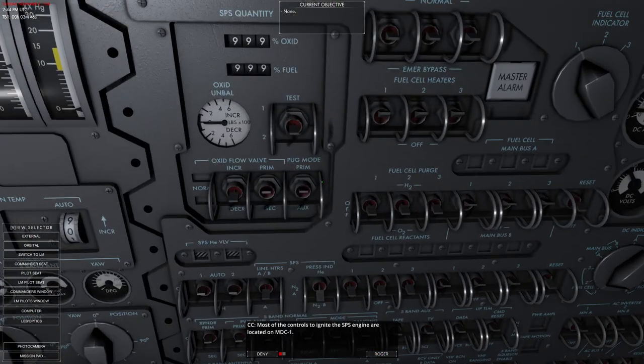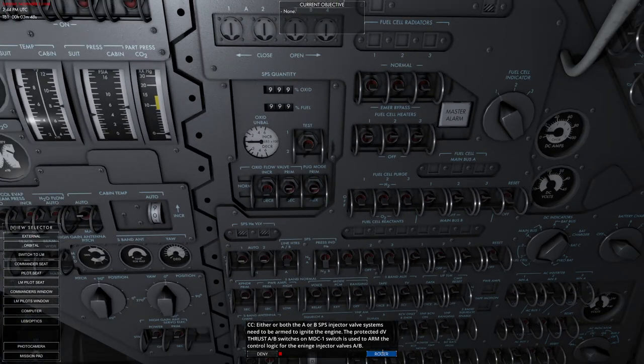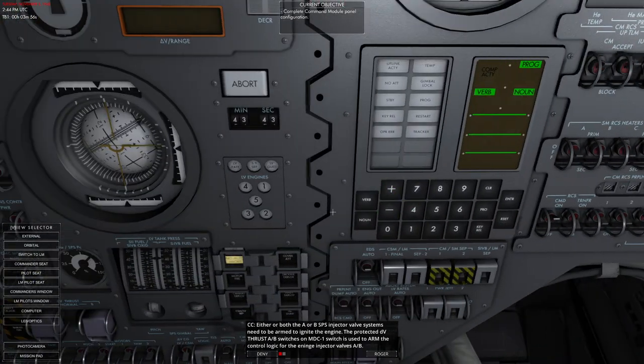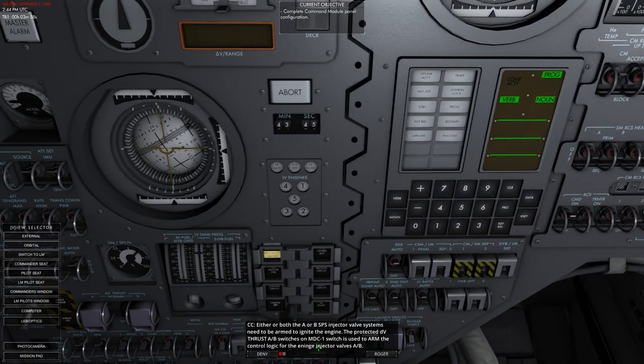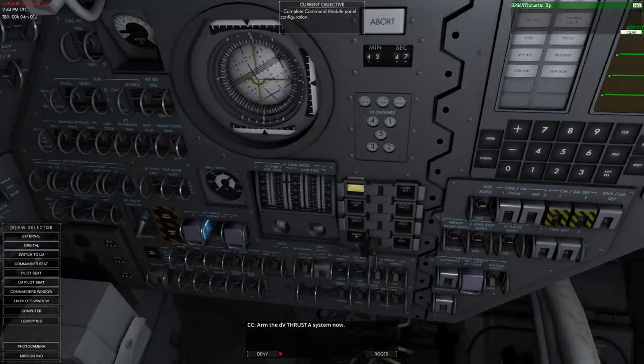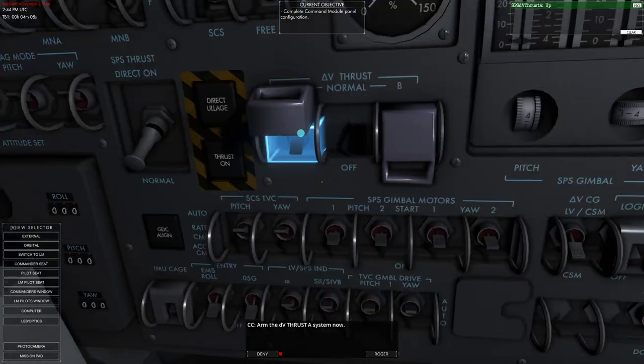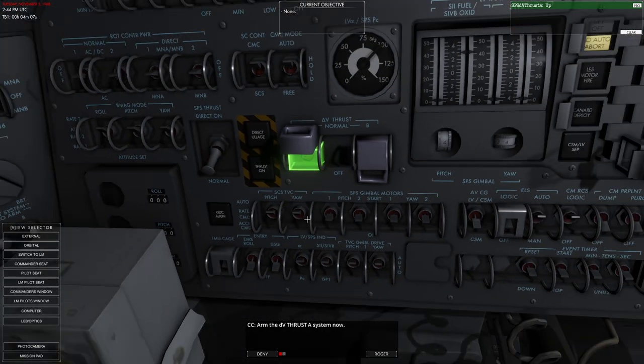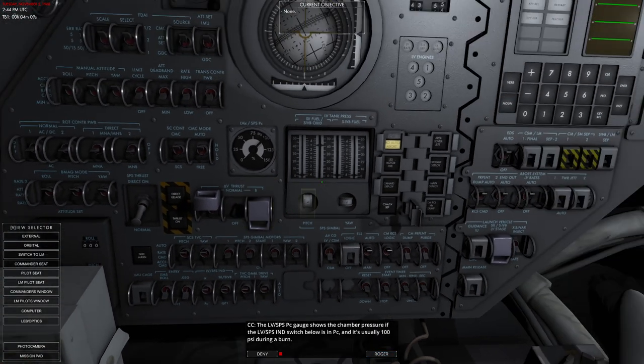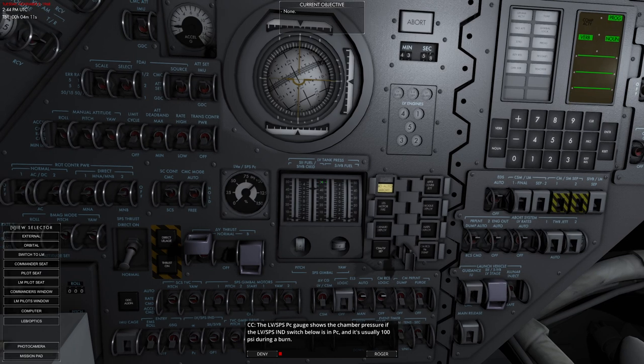Most of the controls to ignite the SPS are located on MDC-1. Interesting. Either or both of the systems are needed to arm to ignite the system. The protected DV thrust A/B switches on MDC-1 are used to arm the control logic for the engine injector valves A and B. Okie doke. Let's arm the system now. Ooh, it's covered. You know that means it's important. All right, here, click.